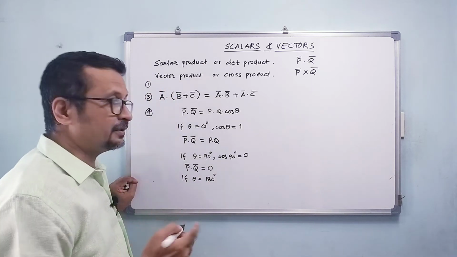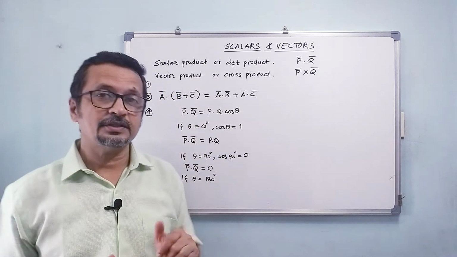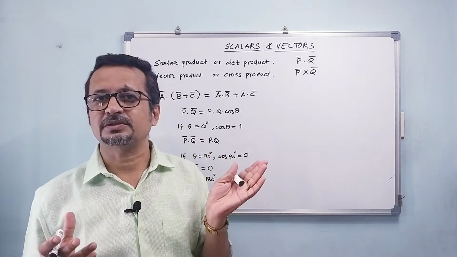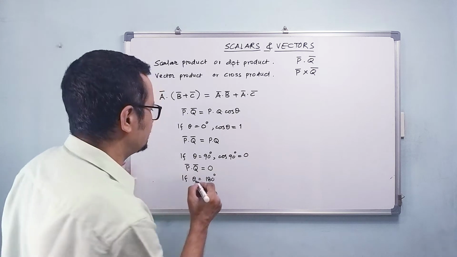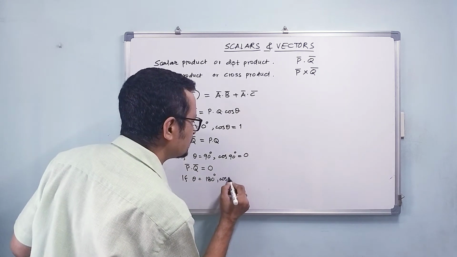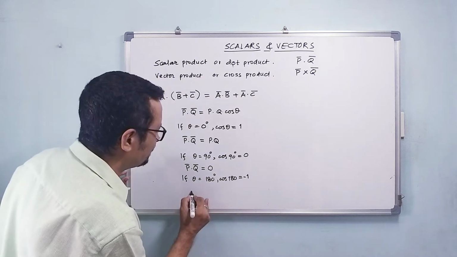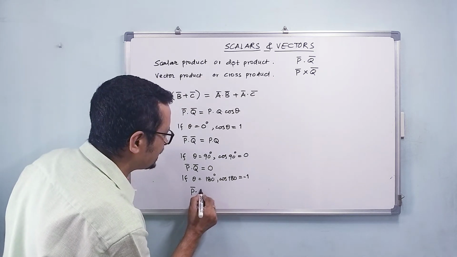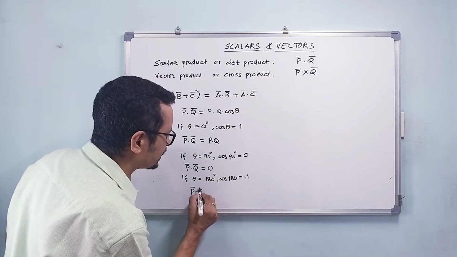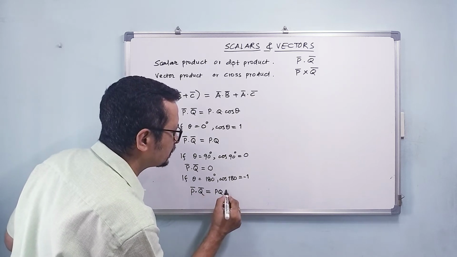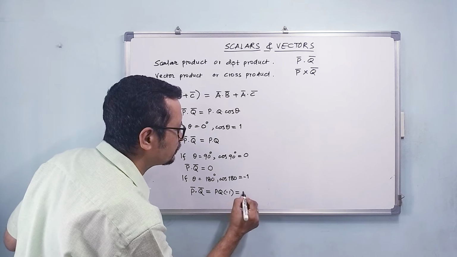When theta is 180, cos of 0 is equal to 1, and cos of 180 is equal to minus 1. Correct. Then P bar dot Q bar would be equal to PQ into minus 1, so that would be equal to minus PQ.